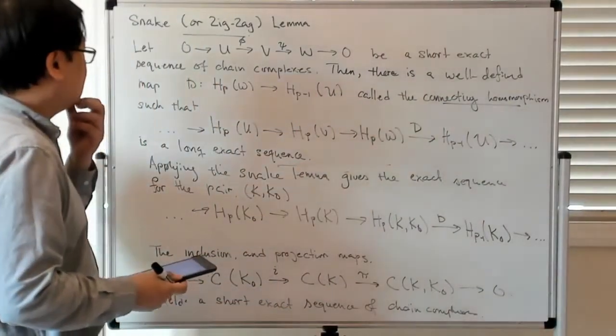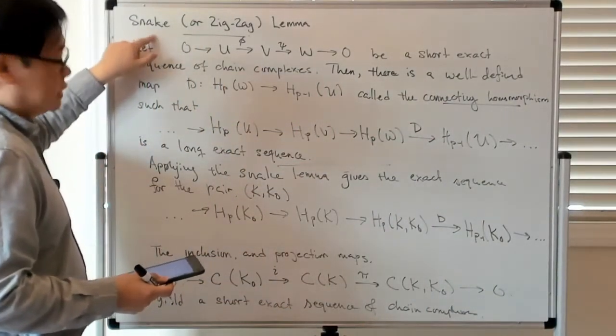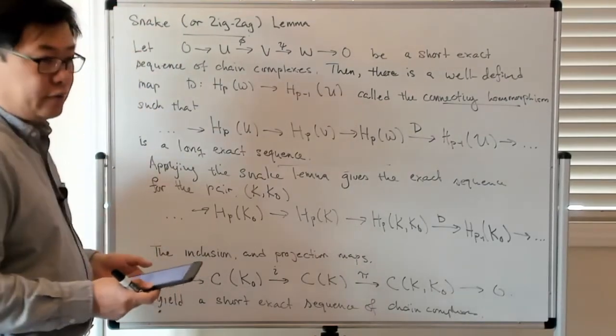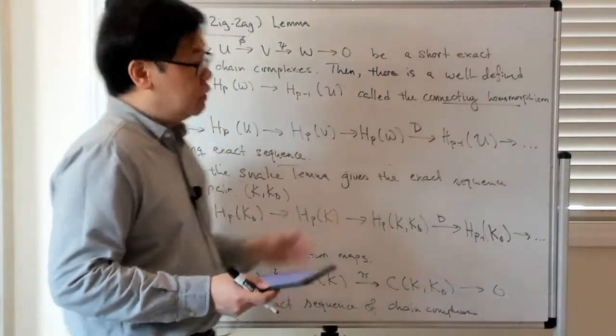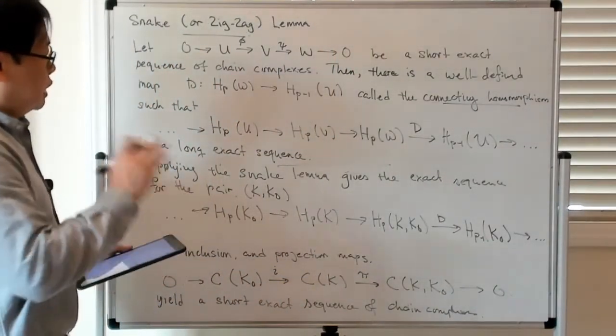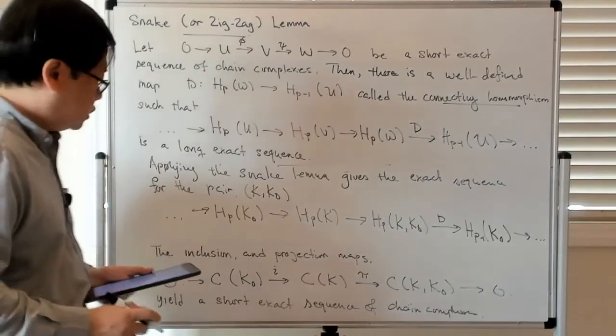So that's why this lemma is called the way it is, because of the way you construct this connecting homomorphism, by snaking through this lattice of maps. Okay, so let me just stop here for now.